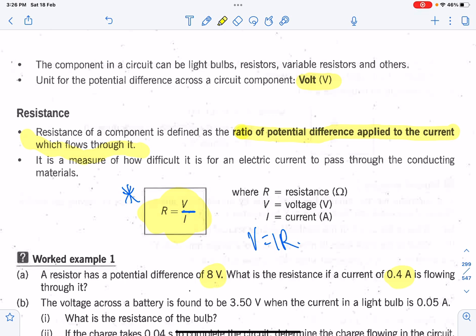Meaning when we talk about ratio, we are talking about a division. Okay? And so it's generally, in simple terms, how difficult it is for an electrical current to flow through a conducting material. So resistance equals voltage over current, or V equals IR, for those who want to remember it that way. So what happens is, the higher the resistance value, the harder it is for the current to flow through, whereas the lower the resistance, the easier it is for current to flow through.